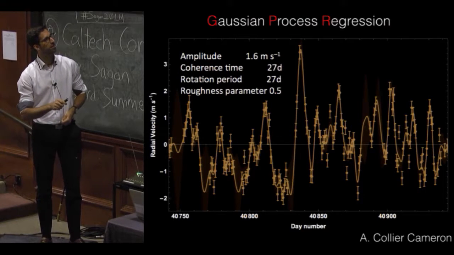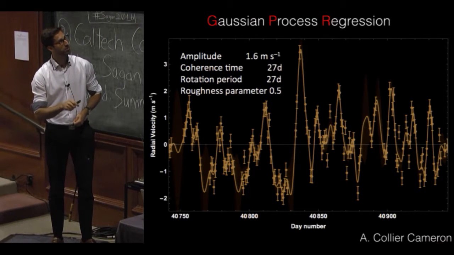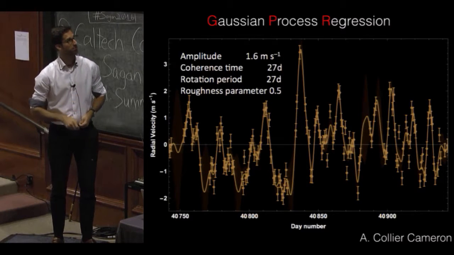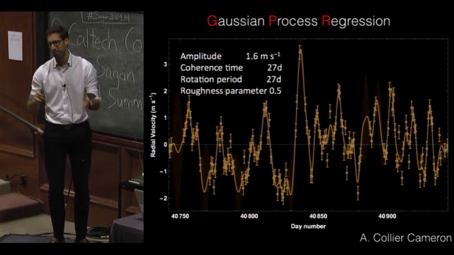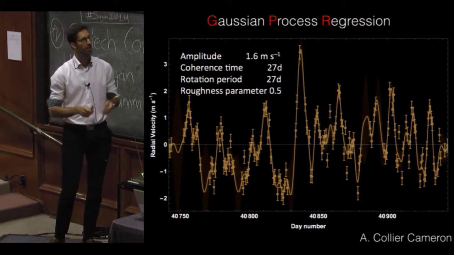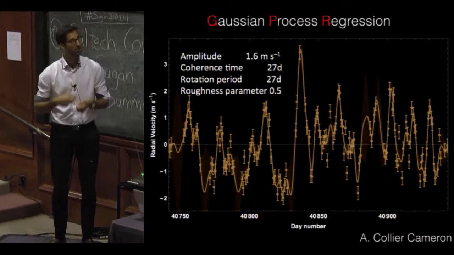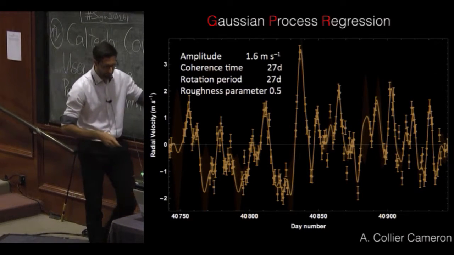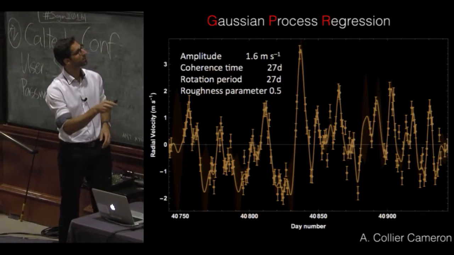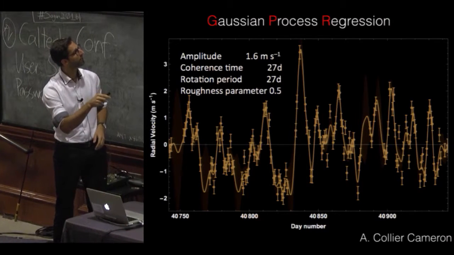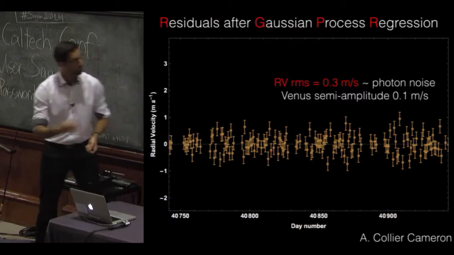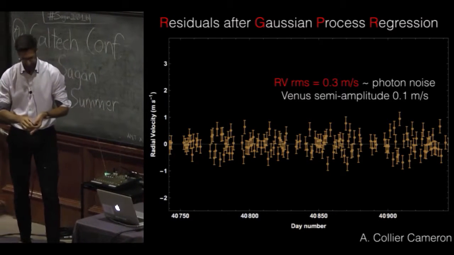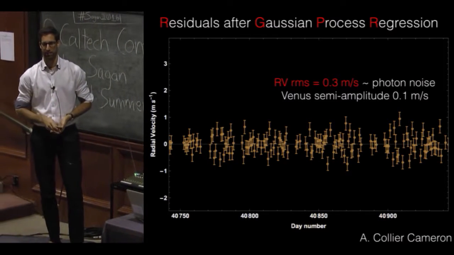So even in this case, we fixed the rotational period to 27 days. The coherence time, we fixed it as well to 27 days. It should perhaps be the double of it. We know that the active region on the sun have a lifetime of about 2 rotational periods, but okay. But even with those 2 parameters fixed, and then we fit the amplitude and these roughness parameters, once you remove the Gaussian process regression, this is what you get in the end.